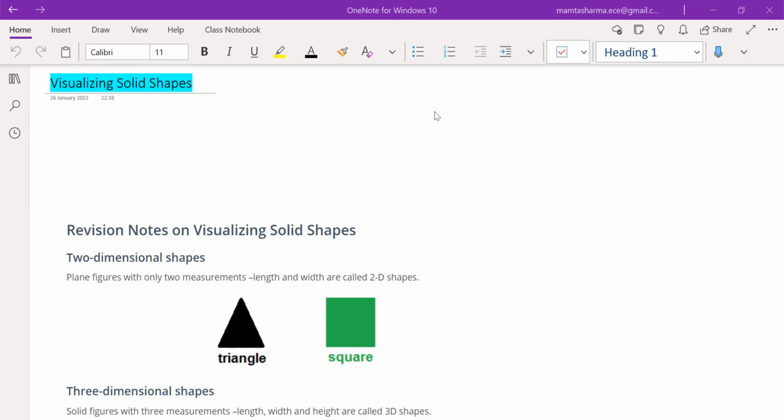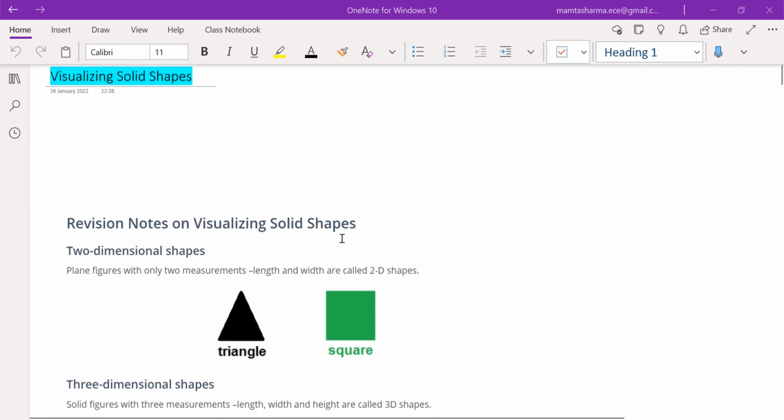So now we'll start our next chapter, visualizing solid shapes. I think this chapter is coming for many of you in your exam, right? Ma'am, for me also it's coming this time. Yes, that's why I have taken this chapter on priority basis so that you can attempt it easily in your exam.